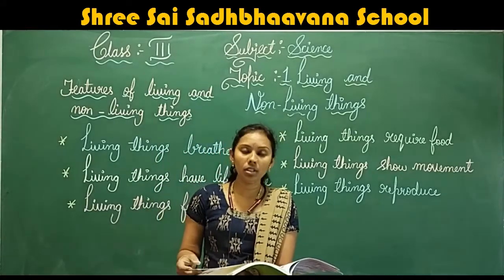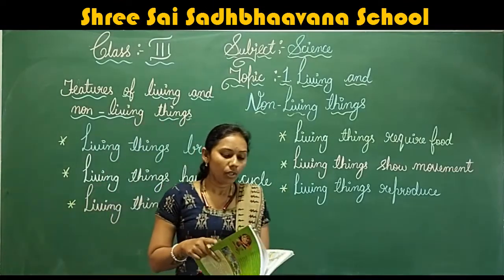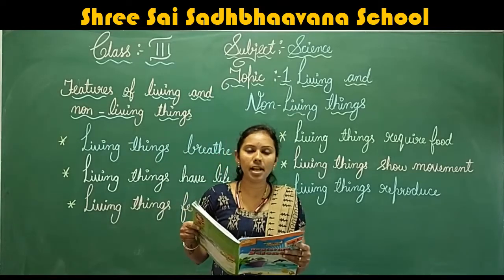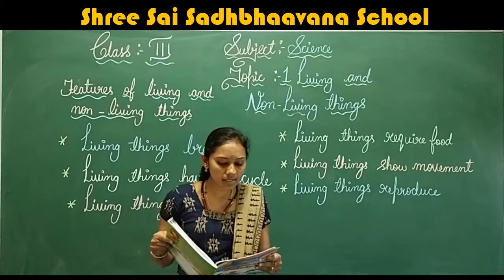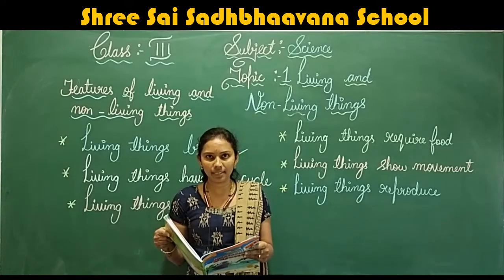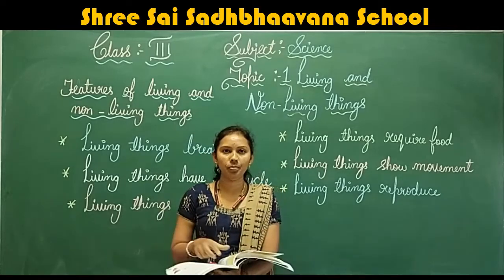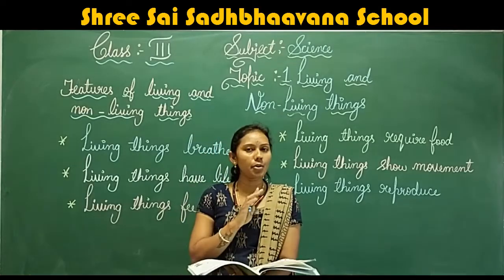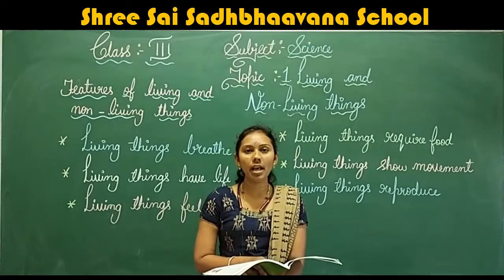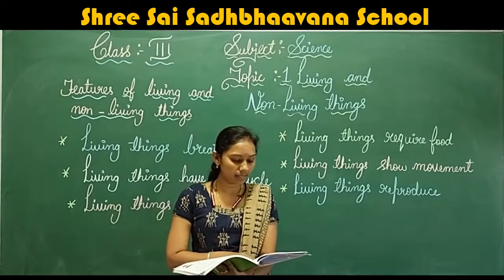So now we have understood the features of living and non-living things in this chapter. Now let's have a look at the difference between living things and non-living things. Living things can breathe, while non-living things cannot breathe. Living things require food to grow, while non-living things do not require any food to grow. Living things have a life cycle. Non-living things do not have any life cycle.